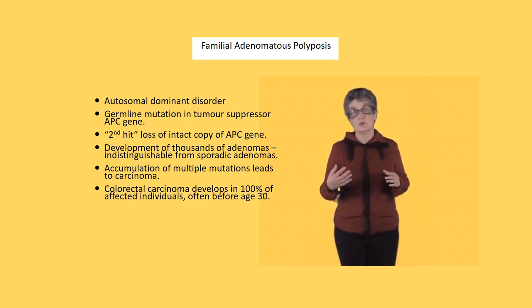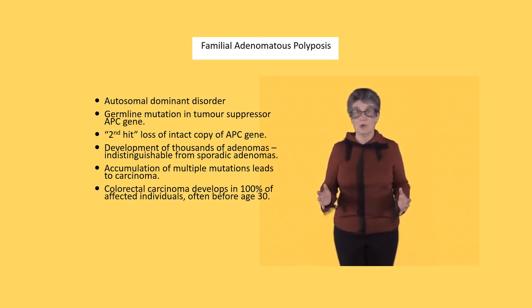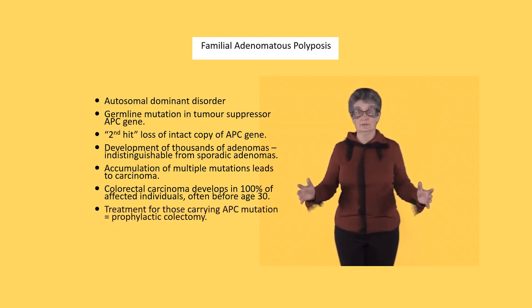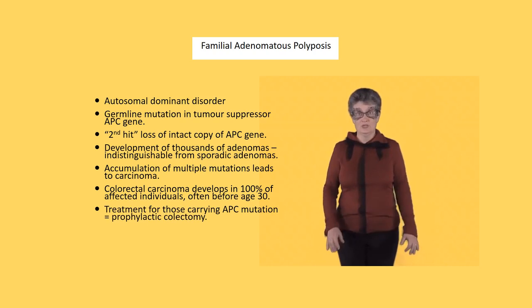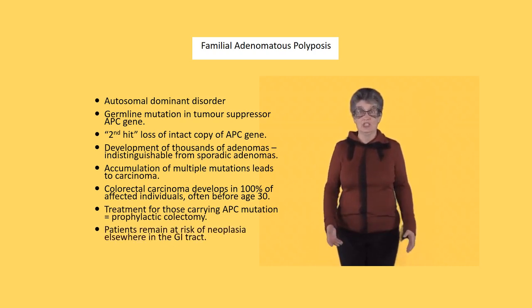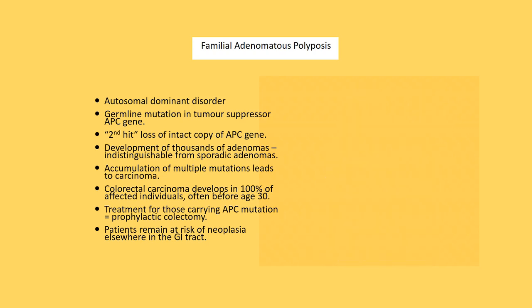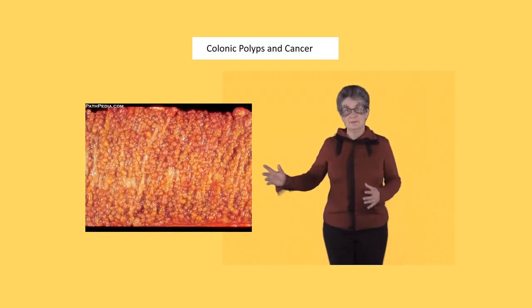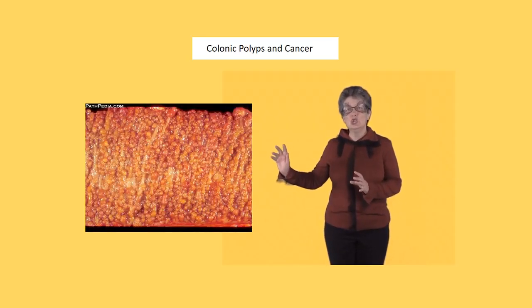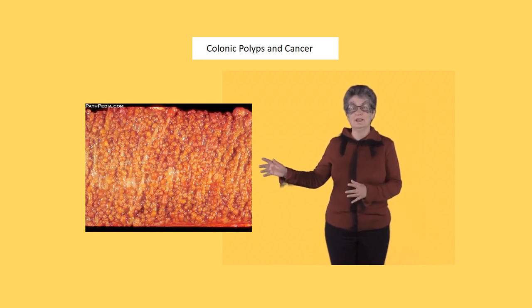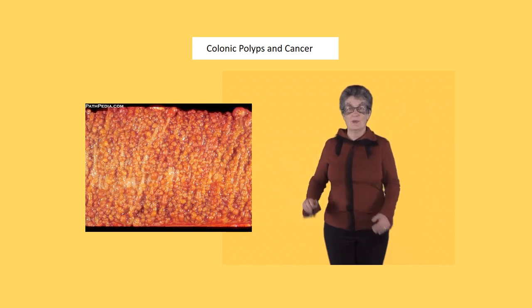We can't just remove individual adenomas for people with familial adenomatous polyposis. They need their entire colon removing. They also have an increased risk of cancer elsewhere in the GI tract, for example in the stomach and small bowel. This picture to the right shows the innumerable polyps that develop in familial adenomatous polyposis. Thousands coating the whole bowel.